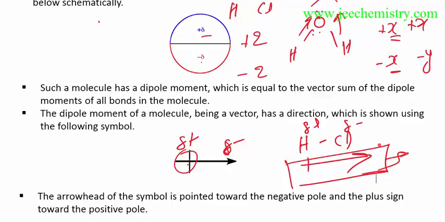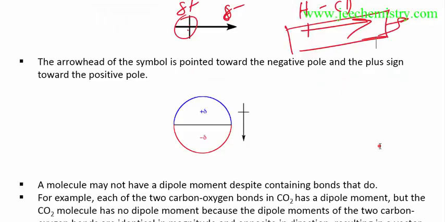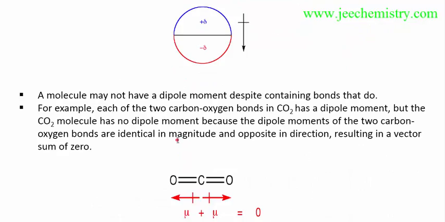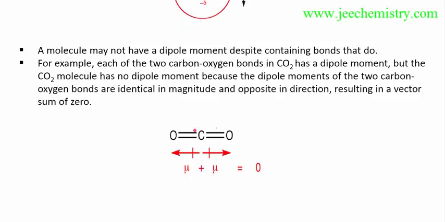Overall dipole moment is in this direction. The arrowhead of the symbol points towards the negative pole, and the plus sign towards the positive pole. The tail sign is towards the positive pole, and the arrowhead towards the negative pole. A molecule may not have a dipole moment despite containing polar bonds. This compound doesn't have a dipole moment, but it does have bond dipole moments.